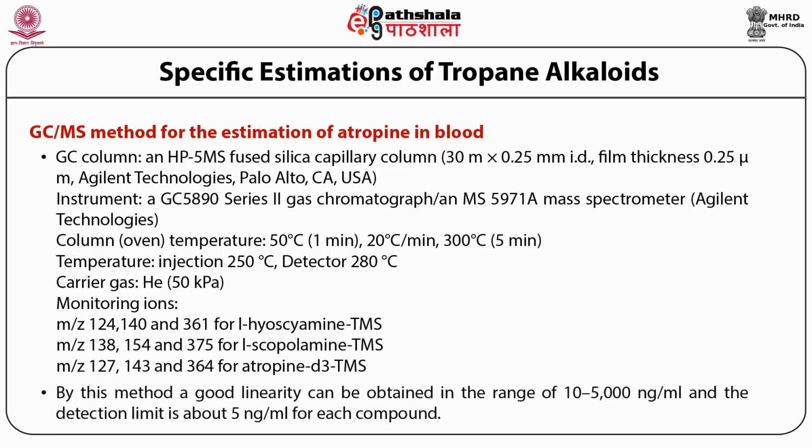Following this method, a good linearity was obtained in the range of 10 to 5000 nanograms per ml, and the detection limit is about 5 nanograms per ml for each of the compounds. It was applied for the determination of these alkaloids in blood after an intravenous injection. So the therapeutic concentration of atropine in blood can easily be measured using this method.